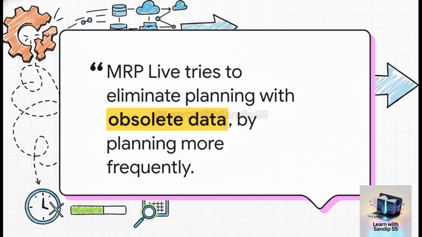And really, this quote gets to the heart of it all. The whole idea is just to stop making people plan with old, obsolete data. It's that simple. Let's plan more often, so often that the plan always reflects what's happening right now. This lets planners get out of firefighting mode, reacting to yesterday's news, and actually get ahead of problems.